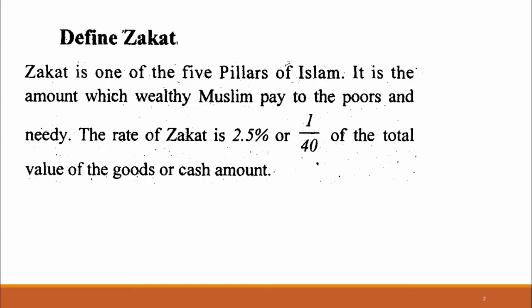And dear students, you know already that the rate of Zakat is 2.5% or 1 over 40, 1 over 40 of the total value of the goods or cash amount. So in the Islamic point of view, 2.5% is the rate of zakat. 2.5% means 1 rupee out of 40 for the zakat.